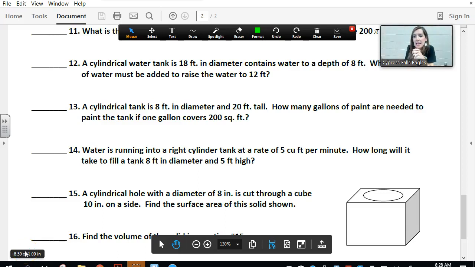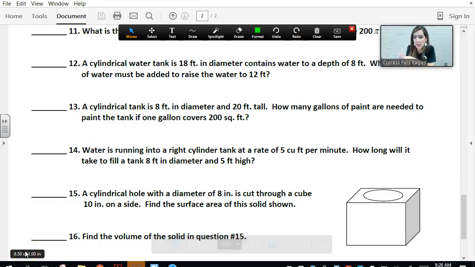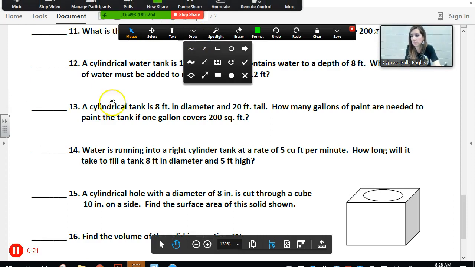A cylindrical tank is 8 feet in diameter and 20 feet tall. How many gallons of paint are needed to paint the tank if 1 gallon covers 200 square feet? First order of business is find out what you are looking for from your green formula chart. LA, SA, or V? What are we looking for in problem 13?